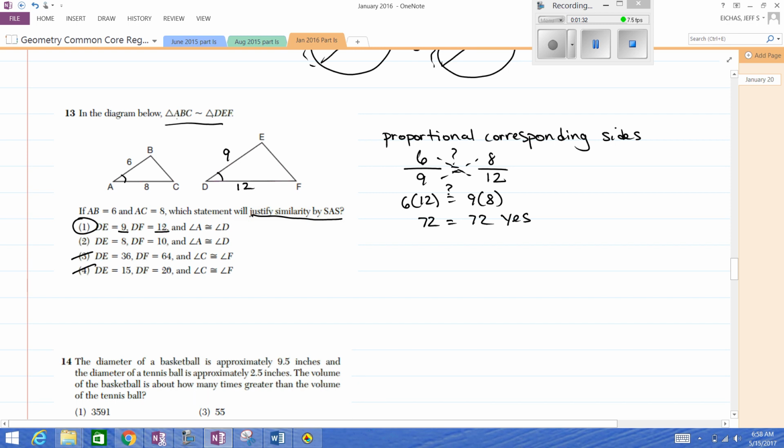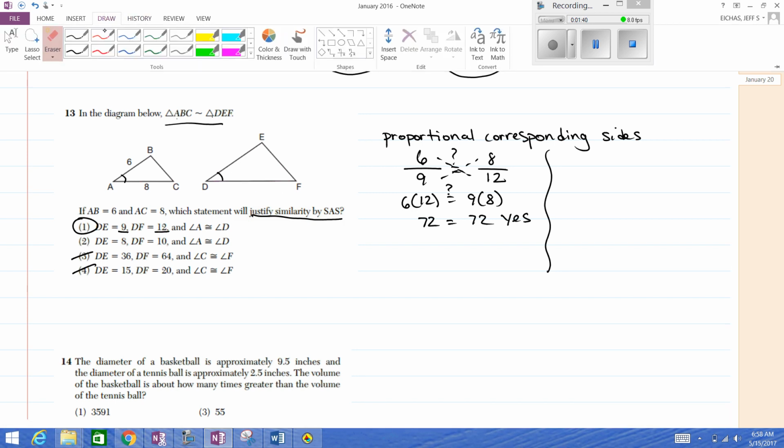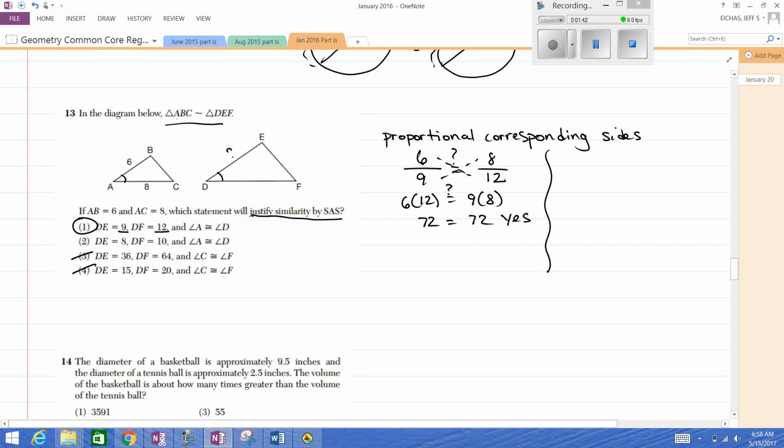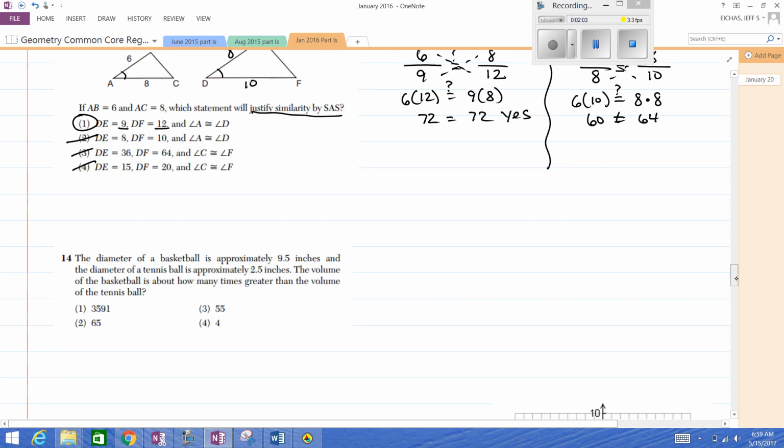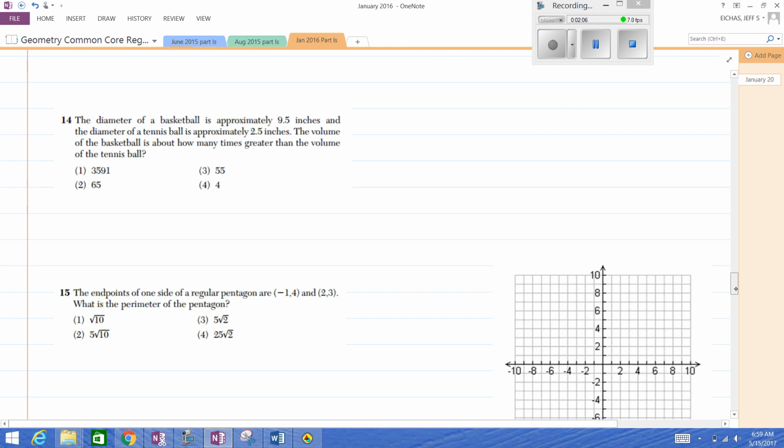Okay, let's just show the other one's not going to work. So if for a moment we get rid of those, let's say we try 8 there, 10 there. 6 is to 8 as 8 is to 10, question mark. Check out the cross products. 6 times 10, 8 times 8. What we're going to get is 60 is not equal to 64. And that's why that one doesn't work. It's not proportional sides because the cross products are not equal.